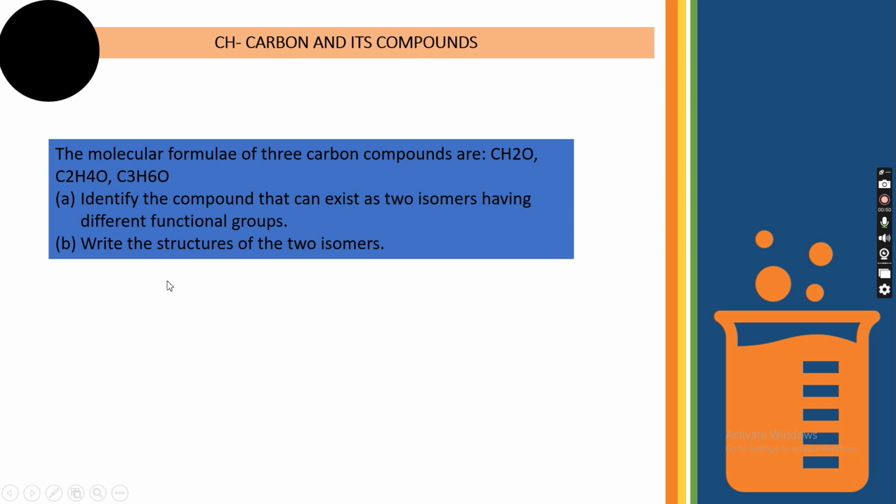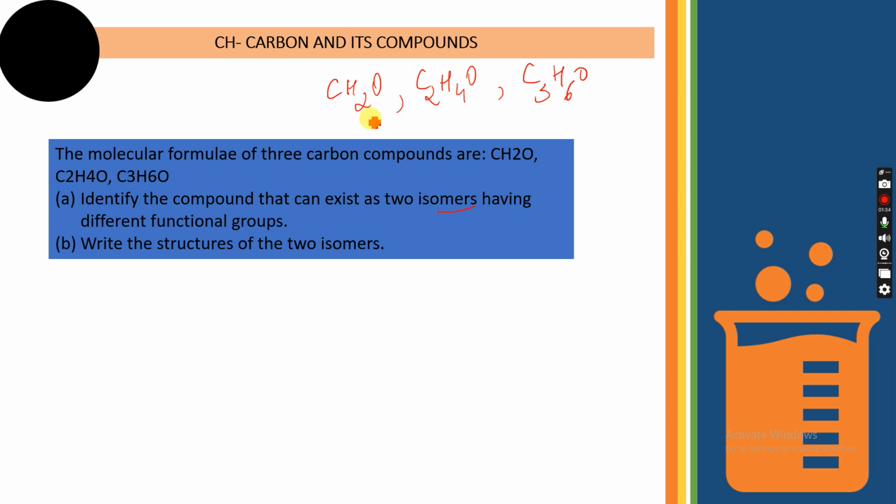So the first question is: the molecular formulas of three carbon compounds are CH2O, C2H4O, C3H6O. So one is CH2O, one is C2H4O, and the third one is C3H6O. What you have to do is identify the compound that can exist as two isomers having different functional groups. I have already done one video on isomerism. You can go and check that video.